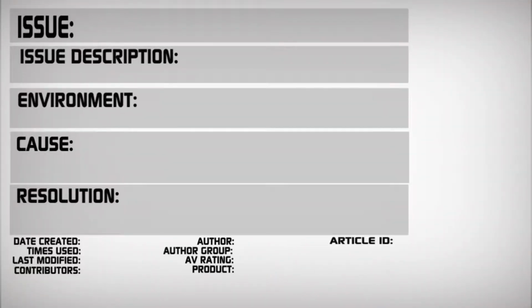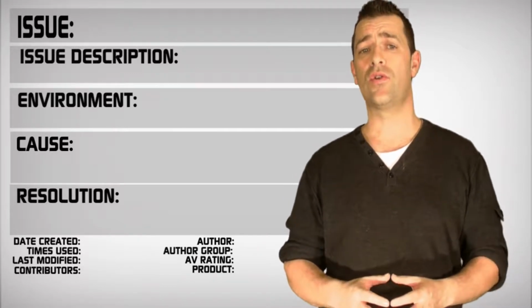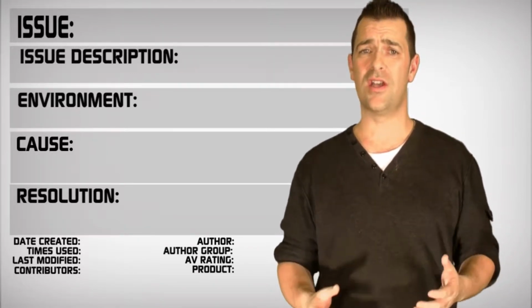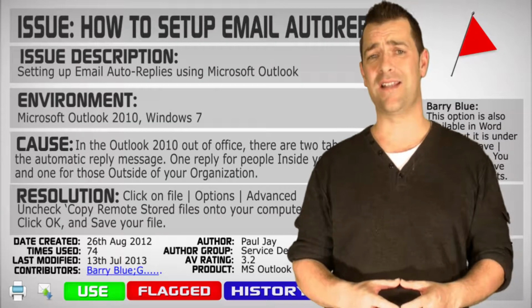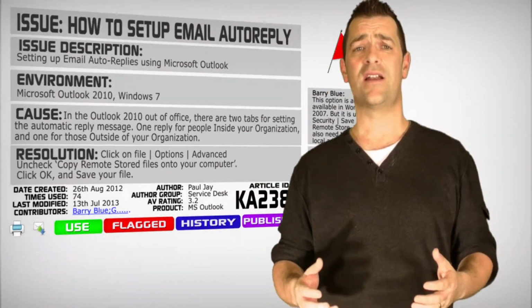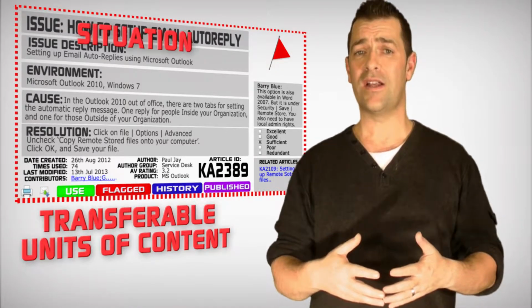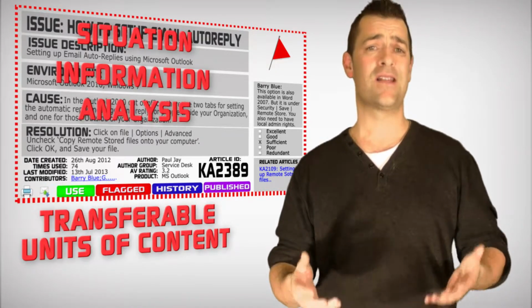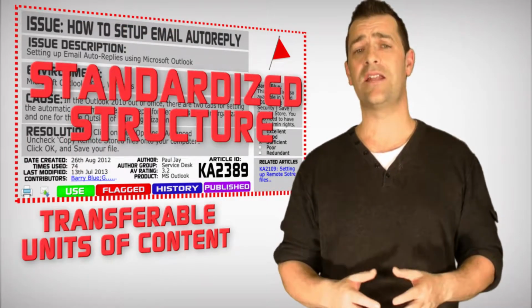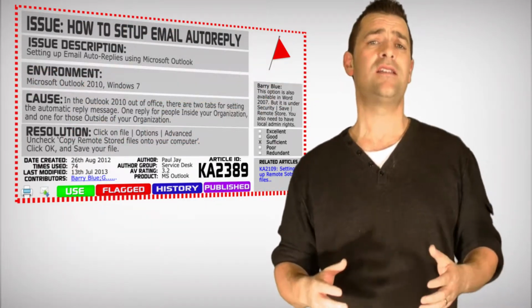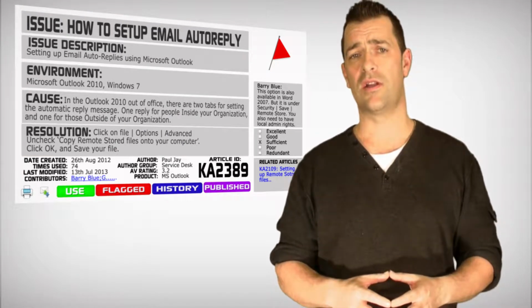Content health begins with content structure. A well-defined structure is a fundamental element of capturing knowledge value. With KCS, the support organisation's experience or knowledge is captured in the form of KCS articles. KCS articles are transferable units of content that integrate the situation with information, analysis and resolution to form a standardised structure. KCS is a modular approach to knowledge.